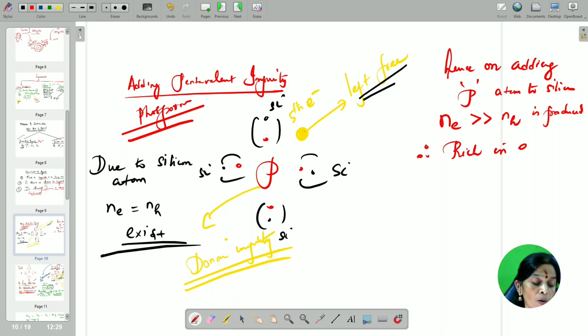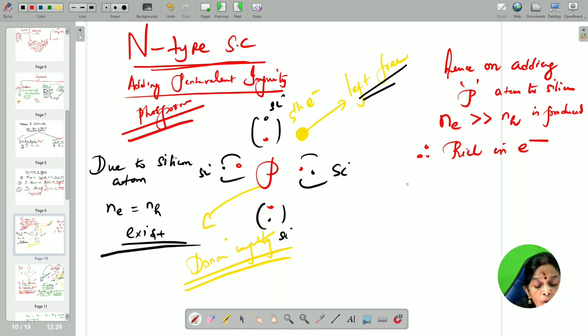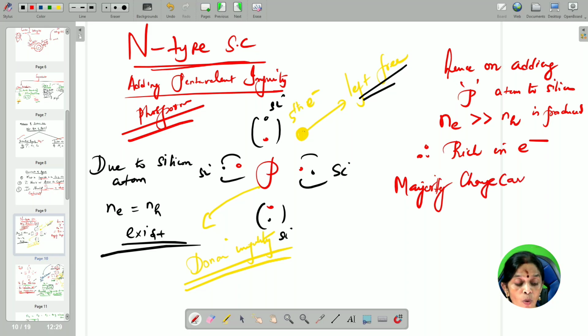Since it is rich in electrons, this is called an N-type semiconductor. What type of semiconductor, children? N-type, negative type semiconductor. So therefore you can say the majority charge carriers are what?